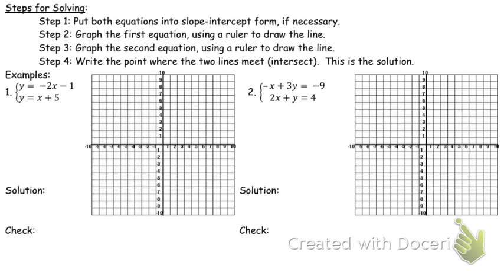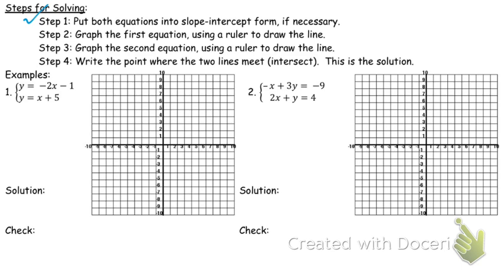Alrighty. So we have y equals negative 2x minus 1 and y equals x plus 5. These are our two equations. Step 1, put them both in slope-intercept form if necessary. Do we have to do step 1 here? No. Why not? It's already done. Step 2, graph the first equation.